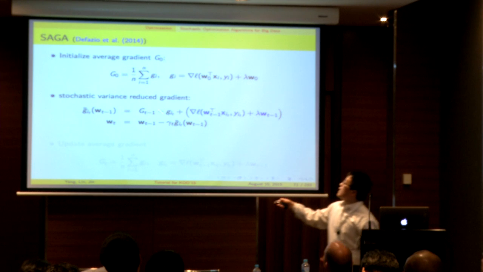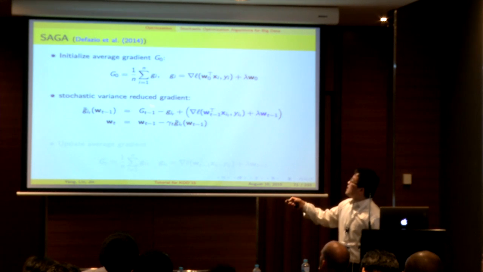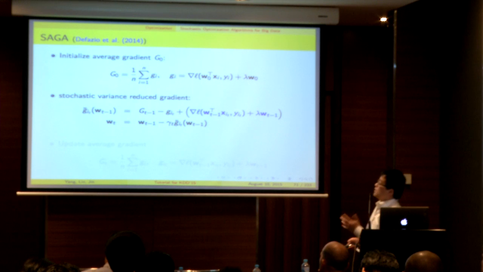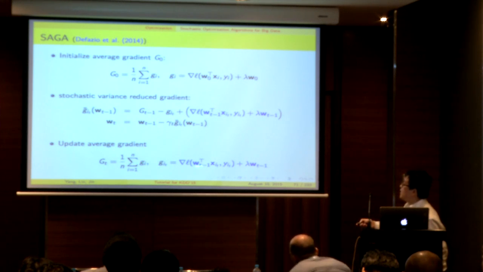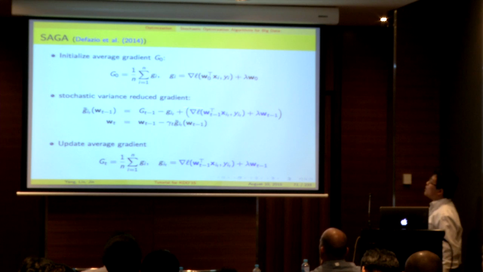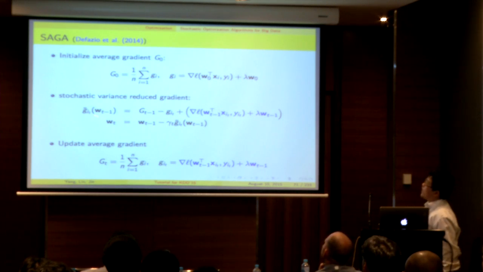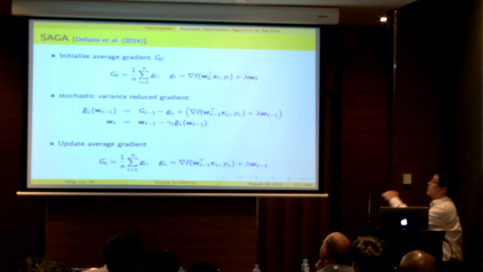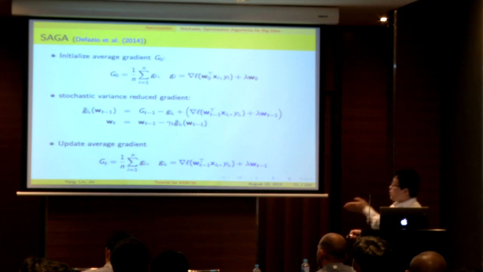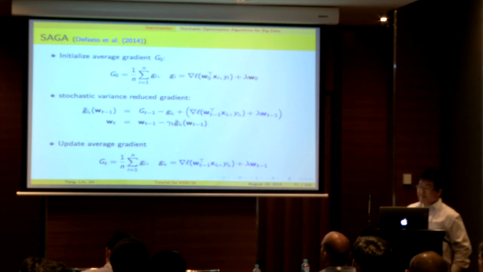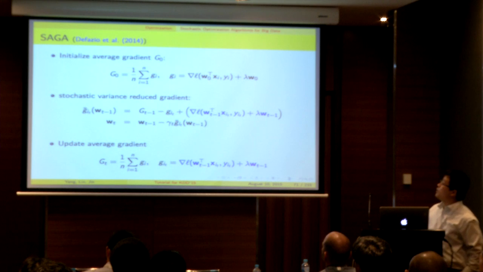For example, you get i_t, you deduct the old gradient for i_t and add a new stochastic gradient here. So you have to update the average gradient in a more complicated way, because each term here is evaluated on a different solution. Once you calculate the stochastic variance reduced gradient, you can still go along these gradient steps. The idea is still to go along this variance reduced gradient, but it's updated in a much more complicated way.